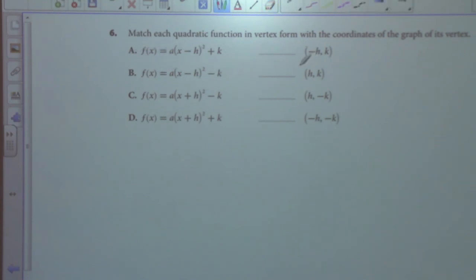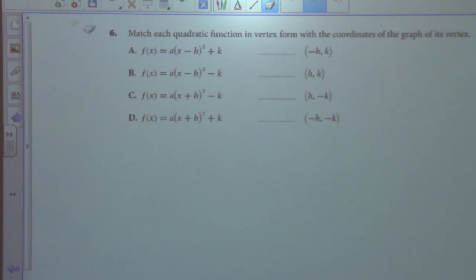What did you get for this one here? D is the first one? Because if we have x plus h, that's going to be negative. That's going to be D, right? Then this one's going to be A. And this next one's going to be B, you say? Okay, yeah, I think that's right. And then by process of elimination, C. Okay, so that should be a pretty simple exercise.